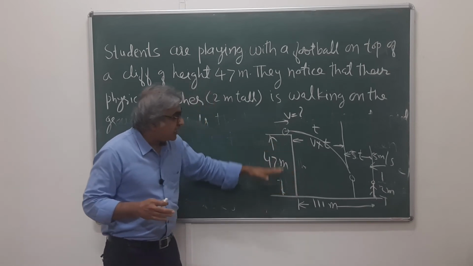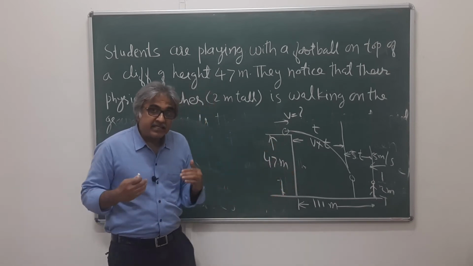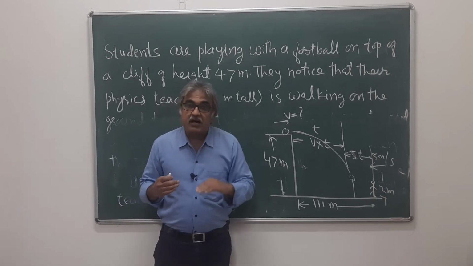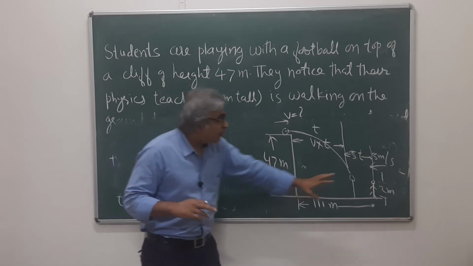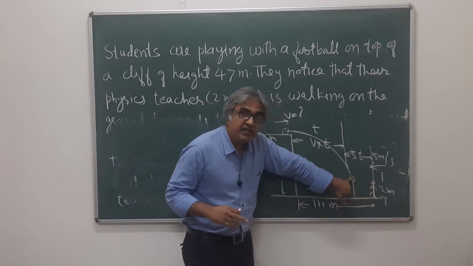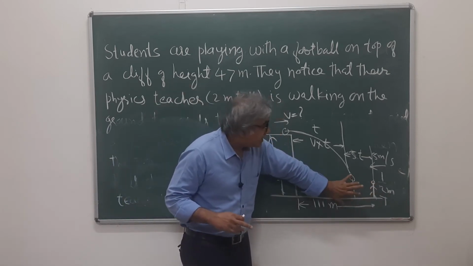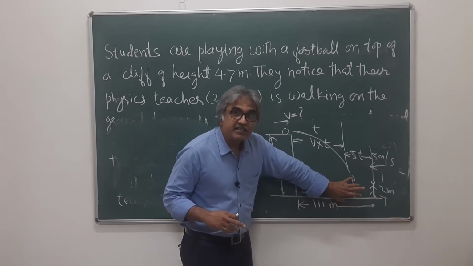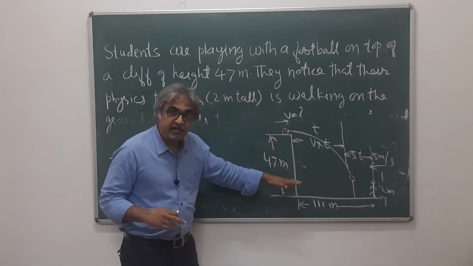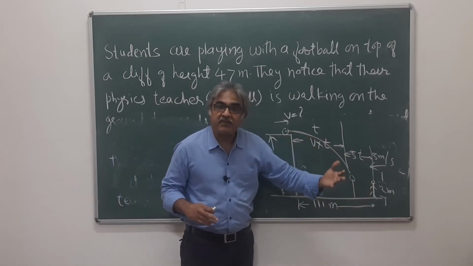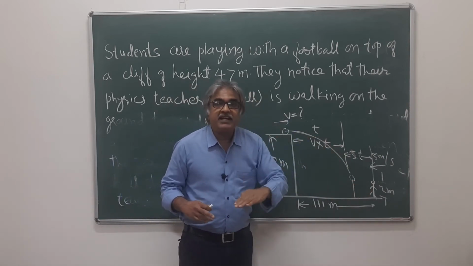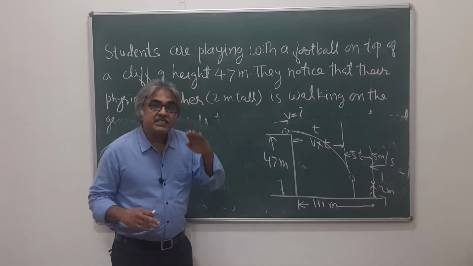Now the height of the cliff is 47 meters. Is the ball going to get displaced downward by 47 meters? No. Why? Because the ball is going to hit the teacher's head. That means the teacher has a height of 2 meters, right? So the vertical displacement of the ball is 47 minus 2, which is 45. So the downward vertical displacement of the ball is 45.